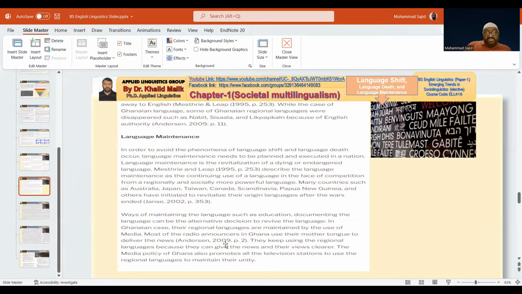Their regional languages are maintained by the use of media. Most of the radio announcers in Ghana use their mother tongue to deliver the news. They keep using the regional languages because they can give the news and the views more clearly. The media policy of Ghana also encourages all the television stations to use the regional languages to maintain their unity.